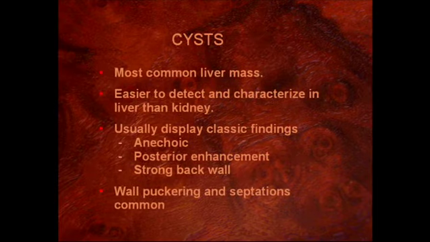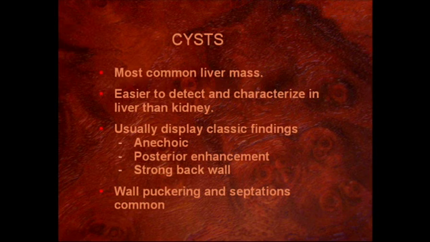Cysts are the most common liver mass, and unlike in the kidney, where sometimes they can be a little bit tougher to detect and characterize, in the liver, cysts are generally very easy to detect and are fairly easy to characterize as well. They usually display the classic sonographic findings of cysts, that they're anechoic, they have posterior acoustic enhancement, and they have a strong reflection from the back wall.